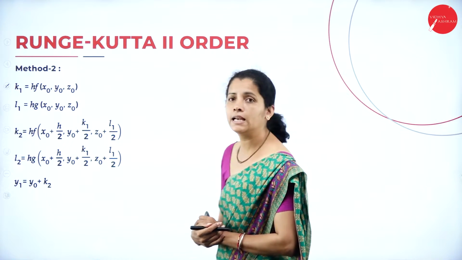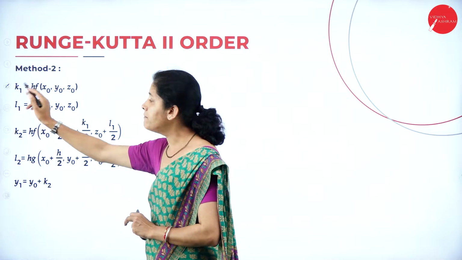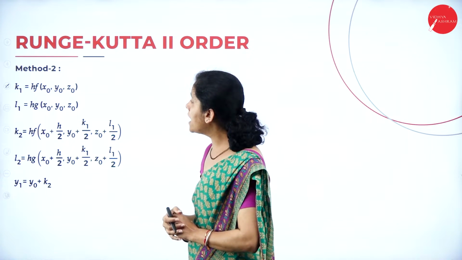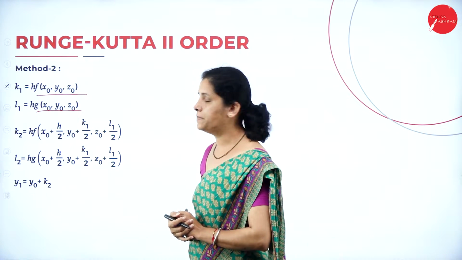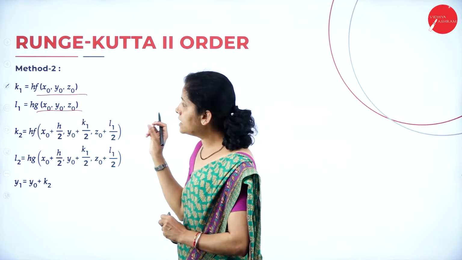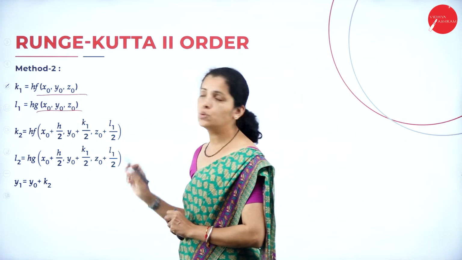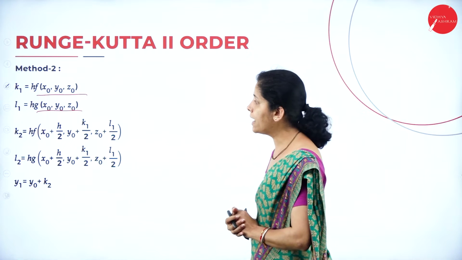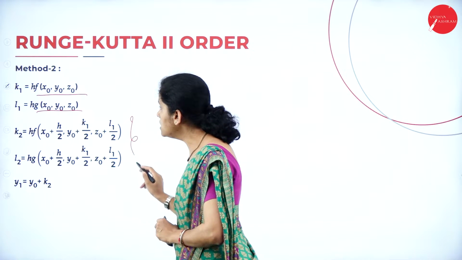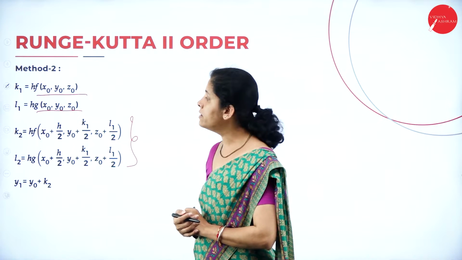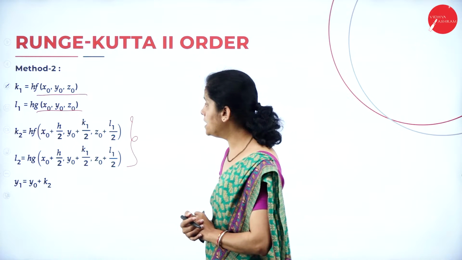Now, dear student, let me consider the second method here. So, K1 is nothing but h f. See here, both the functions are the same. If I consider the first method or the second method, the formula used to find K1 and L1 is the same. And see here, the formula is going to change only when I want to find K2 as well as L2.